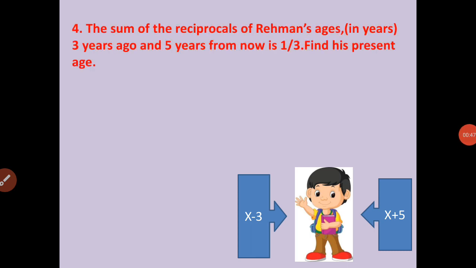Here the very first question is there. Question number 4. The sum of the reciprocals of Rahman's age in years 3 years ago and 5 years from now is 1 by 3. Find his present age. As you already know, we'll consider the present age to be x years because that is the thing we are supposed to find out.